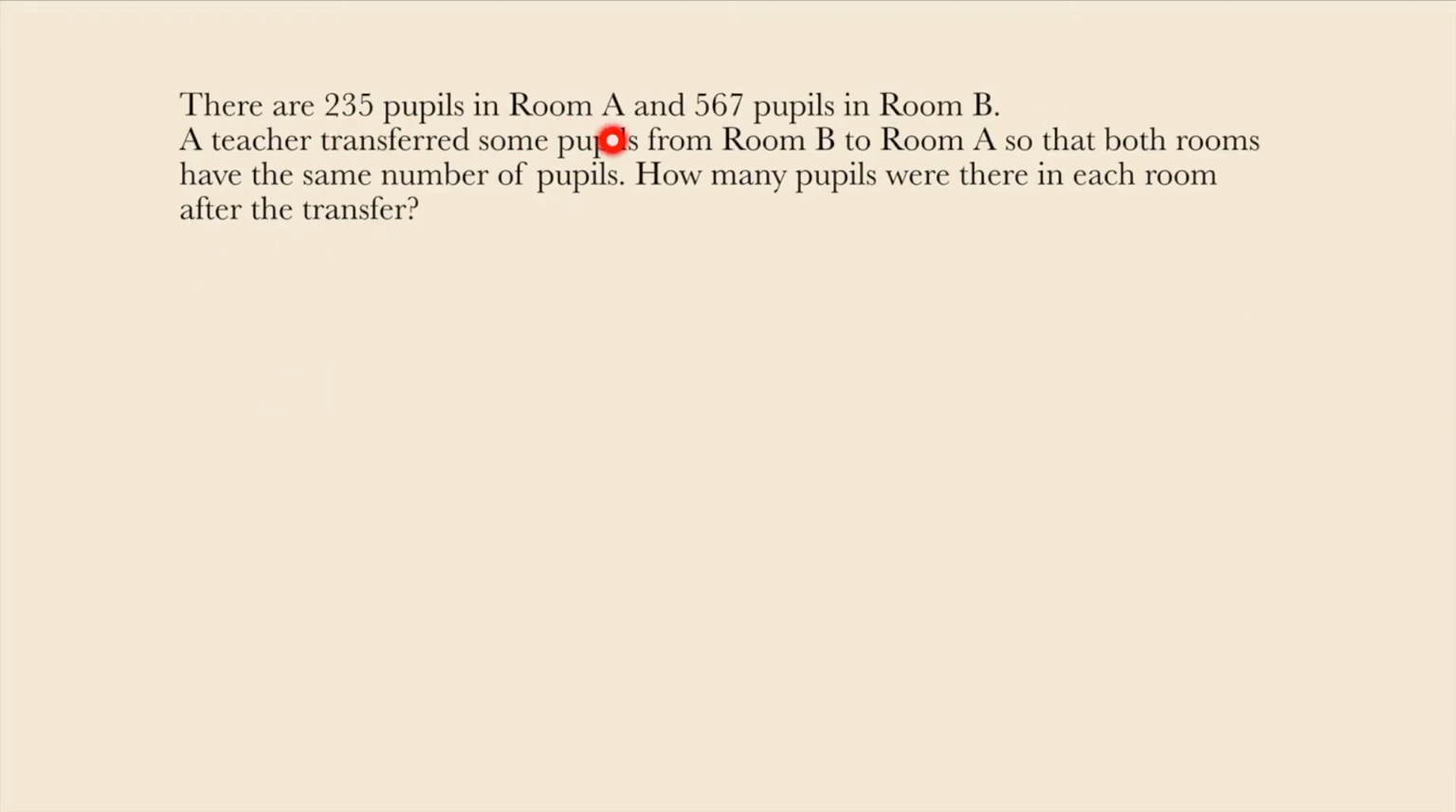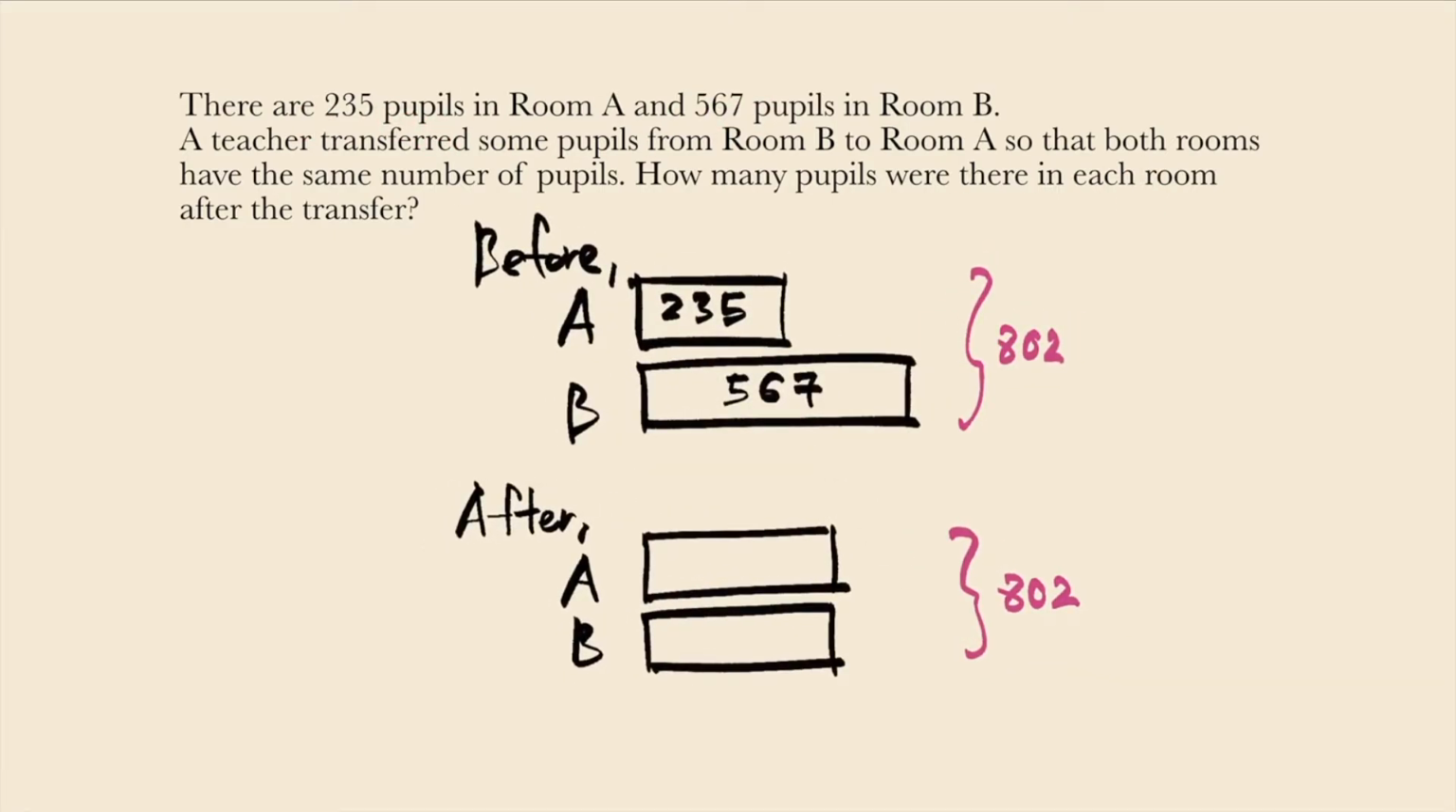There were 2, 3, 5 in A and 5, 6, 7 in B. Some pupils transferred from B to A such that both rooms have the same number in the end. Okay, question. How many were there in each room after the transfer? Now, we are told that the end result is that both classes had an equal number of students, and we are looking for that number. We can just total the number and divide by 2, which is exactly what we're going to do.